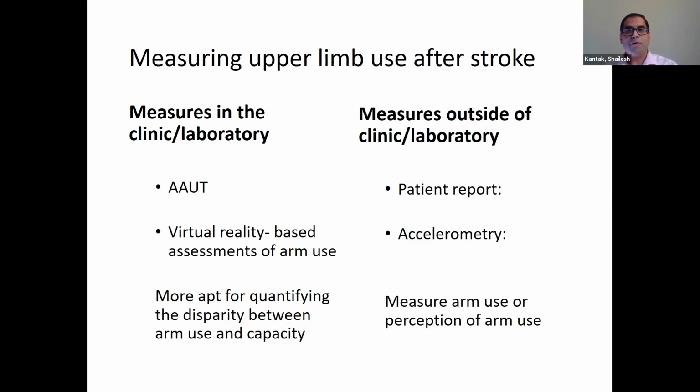But if you think about the world outside the lab, it is quite variable and it is unique to each individual. And so the measures of arm use outside the laboratory are needed. And there are two main ways in which we measure this. One is using patient reports and accelerometry. And these two really measure either the arm use or the perception of arm use of the patients, or rather patient's perception of arm use.